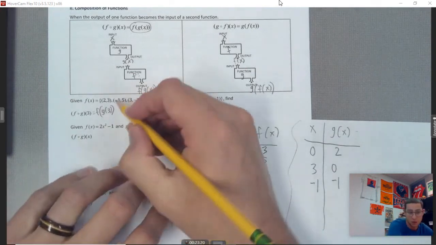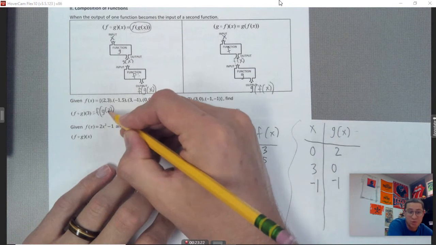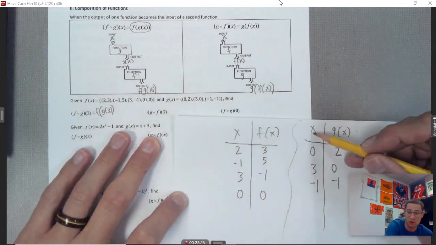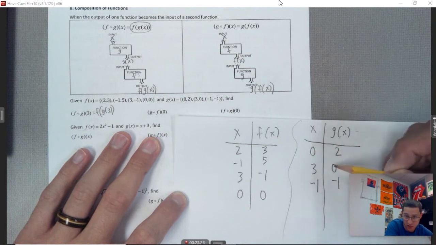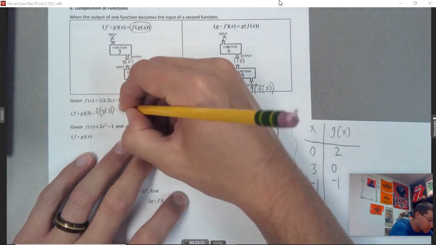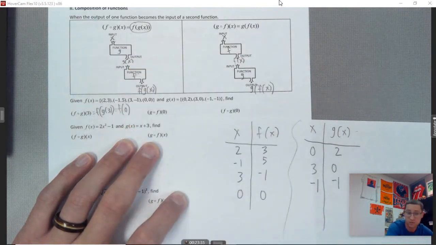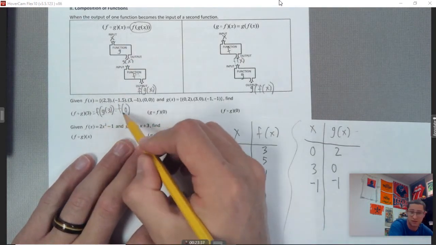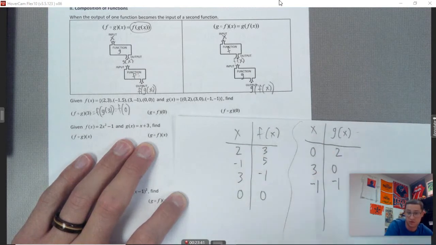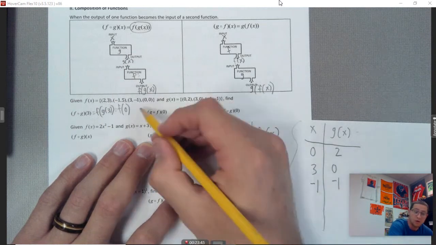All right, so g of 3. I'm inputting 3 into g. So I'm going to g and I'm inputting 3. When we input 3, we're getting out 0. So this value is 0 now, and I now have f of 0. Because g of 3, well, what is g of 3? That's 0. Inputting 3, getting out 0. Now we have f of 0.